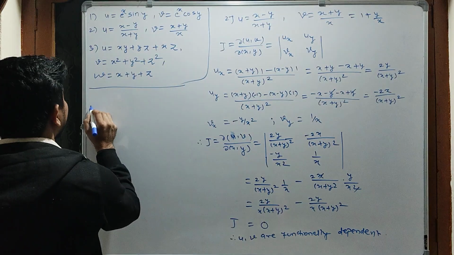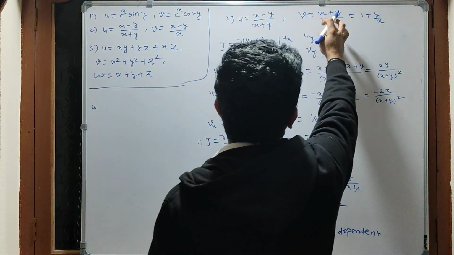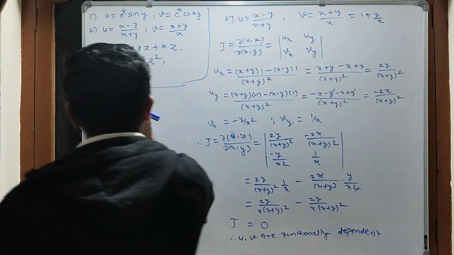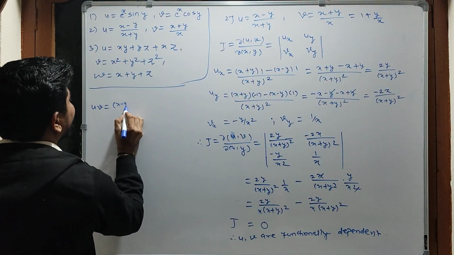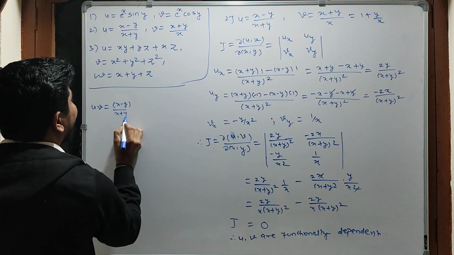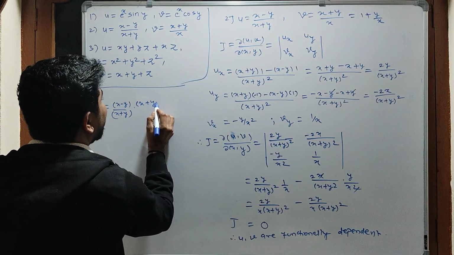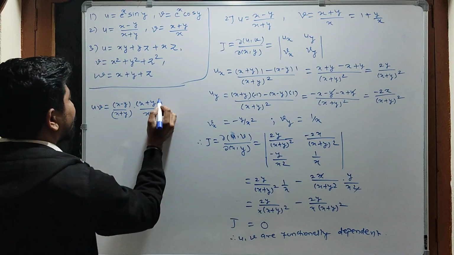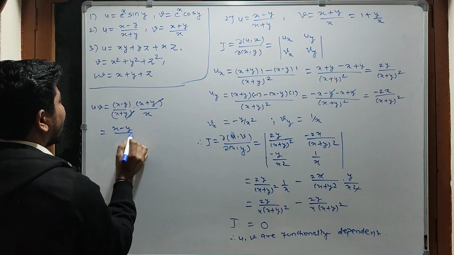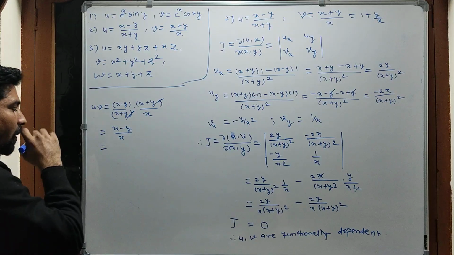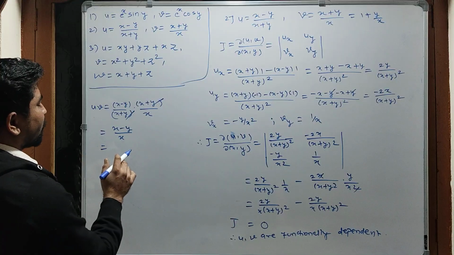So how to find the relation between the two functions u and v? Here u equals x minus y by x plus y and v equals x plus y by x. So u into v we can write as x minus y by x plus y into x plus y by x. Here this cancels with this, which is equal to x minus y by x.